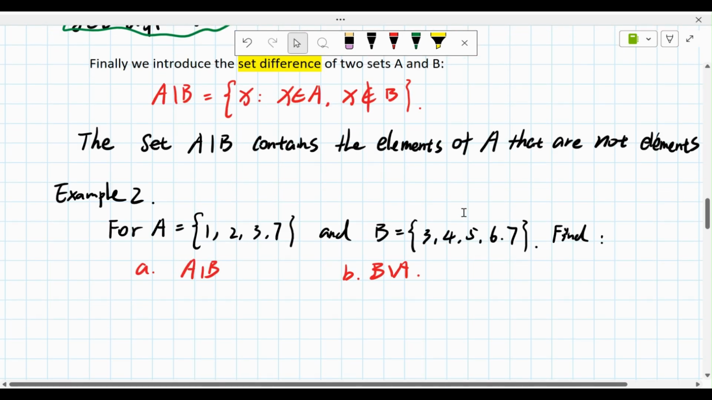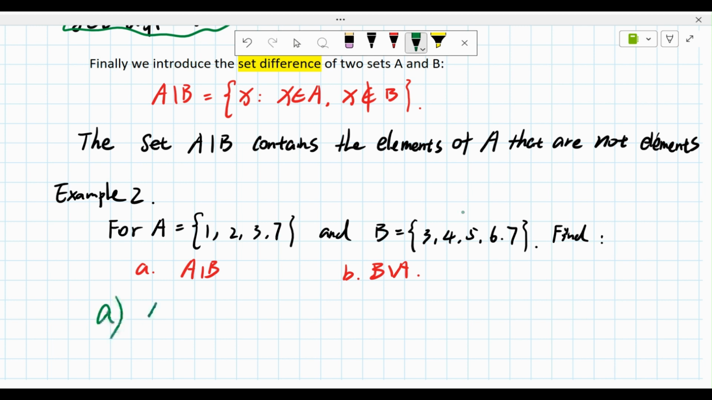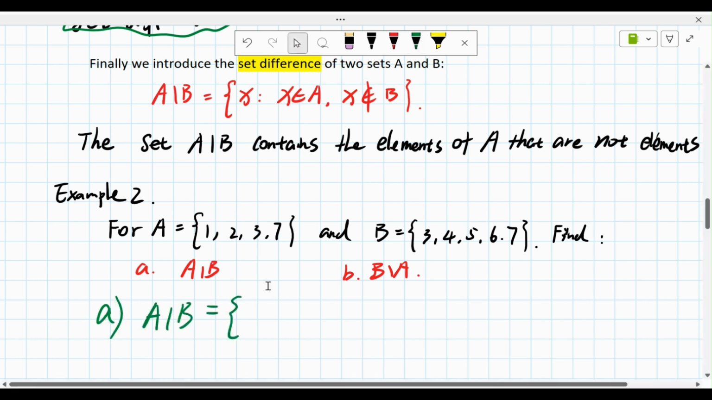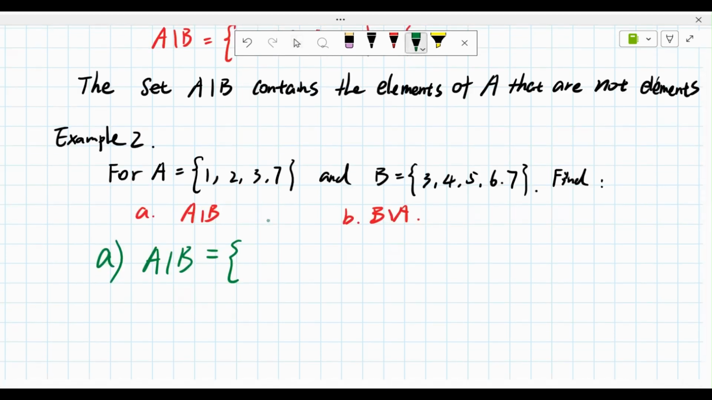Okay, now as I said, set A not in B, which we call the elements in between. The first question, the same idea: A not in B equals 1 and 2, right? We have A as 1 and 2, but we don't have them in B, so 1 and 2. And B not in A actually equals 5 and 6 and 4. So 4, 5, and 6.